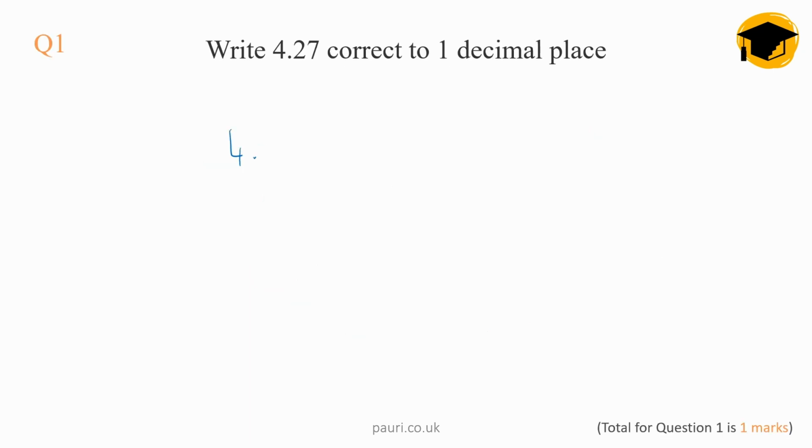Question 1. Write down 4.27 to 1 decimal place. I look at my first decimal place, then I look at the next number. Is that 5 or above? Yes, it is. My 7 is bigger than 5. My final answer is 4.3. If you're not sure whether you've got the right answer, think about the decimal places here. My final answer, I've got 1 decimal place, which matches up with what they're asking for.